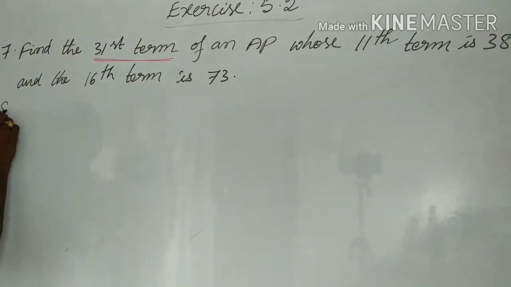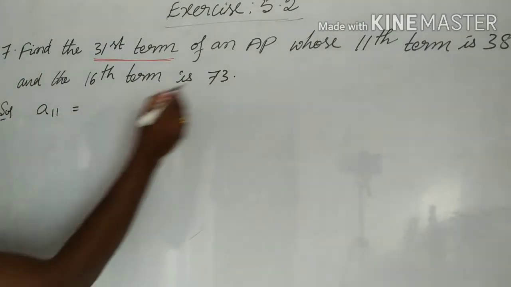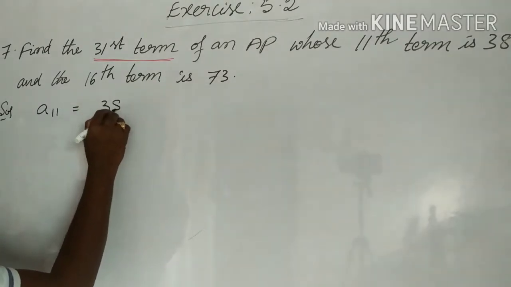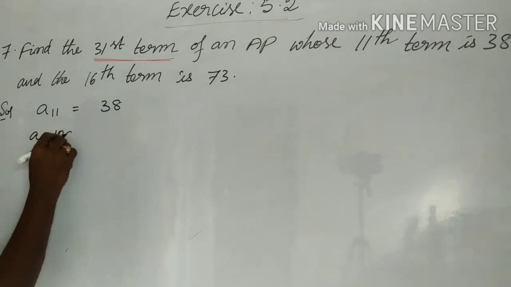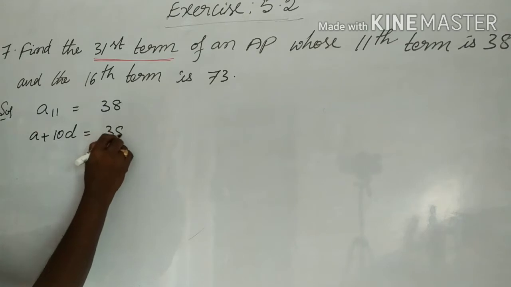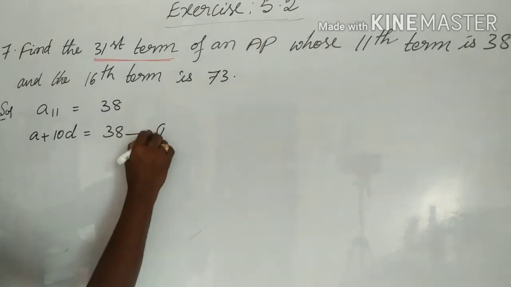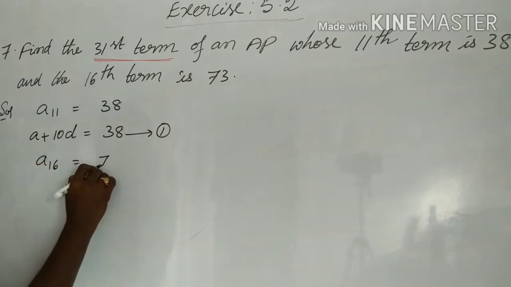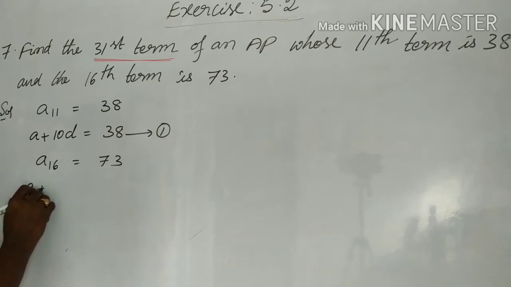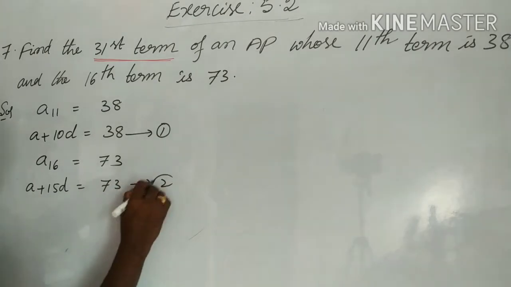Solution. The 11th term means A11, which is given as 38. The general form of the 11th term is A plus 10D, so A plus 10D is equal to 38. This is equation number 1. The 16th term means A16 is equal to 73. The 16th term is written as A plus 15D, so A plus 15D is equal to 73. This is equation number 2.